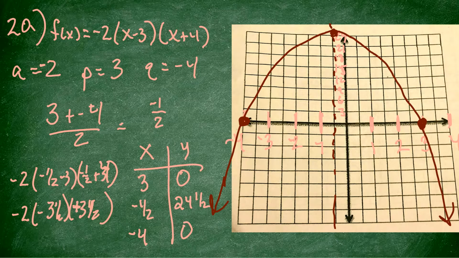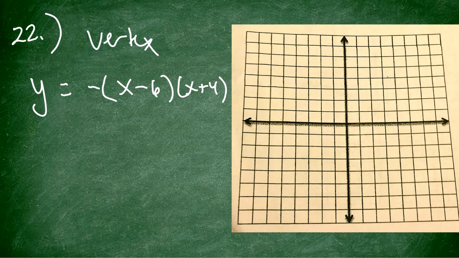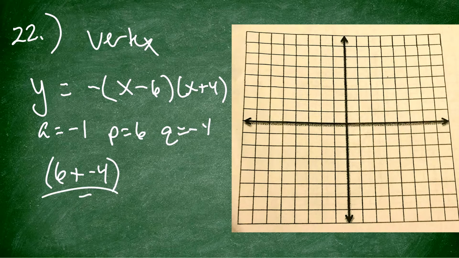There we go. There's a graph. That's it for 20. Alright, what is the vertex for y equals negative quantity x minus 6 times quantity x plus 4? So A is negative 1, P is positive 6, Q is negative 4. I do 6 plus negative 4. Remember, all that, all over 2. 6 plus negative 4 is 2. 2 over 2 is 1.